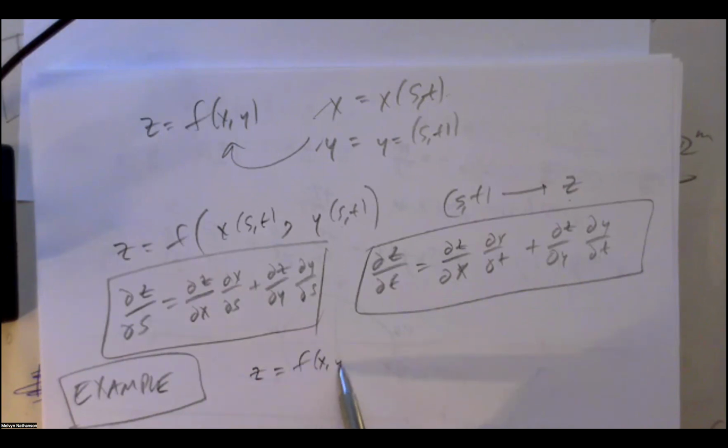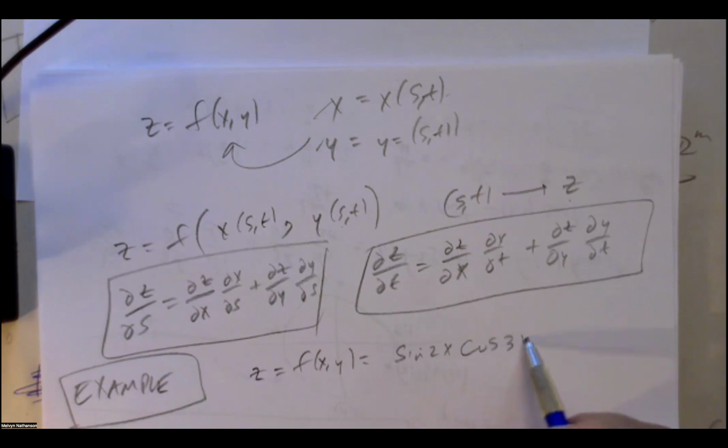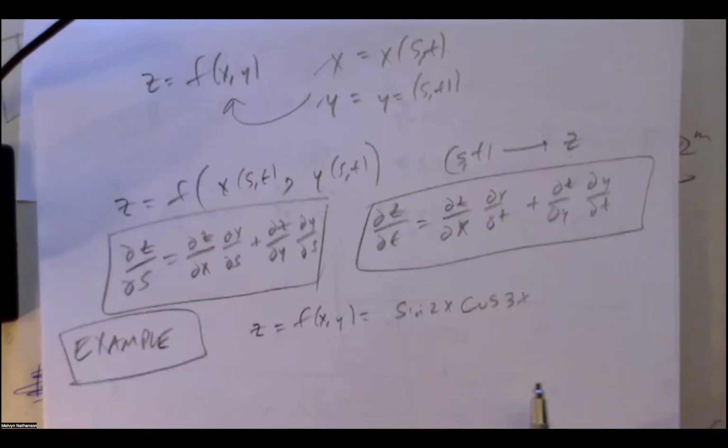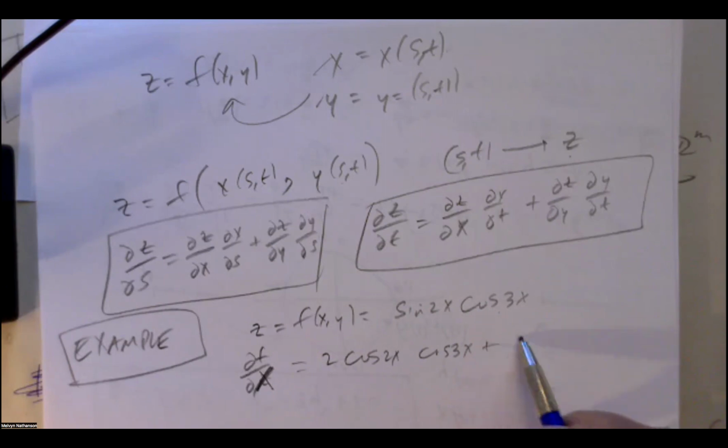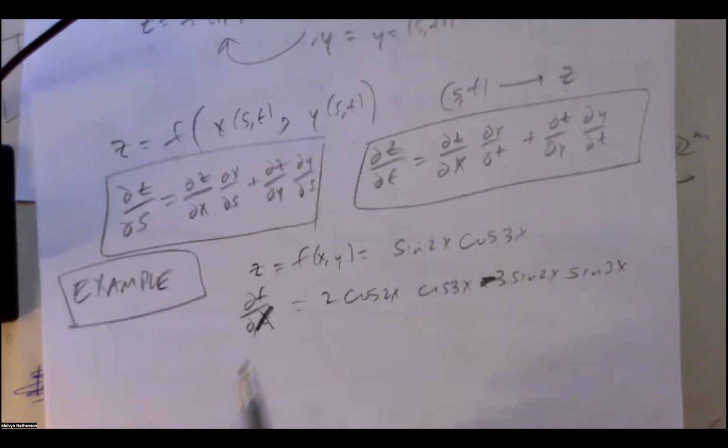Suppose z, which is a function of x and y, is the function sine 2x cosine 3x. So for this function, of course, the partial of f with respect to x is the derivative of sine 2x, 2 cosine 2x cosine 3x, plus sine 2x times the derivative of cosine 3x, which is minus 3 sine 3x. That's the partial of f with respect to x.